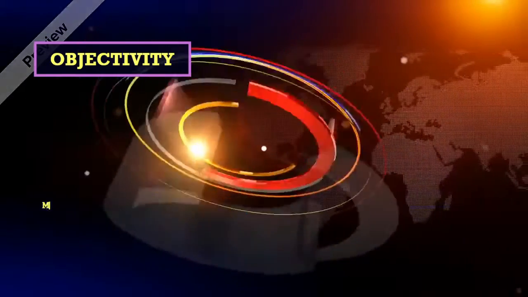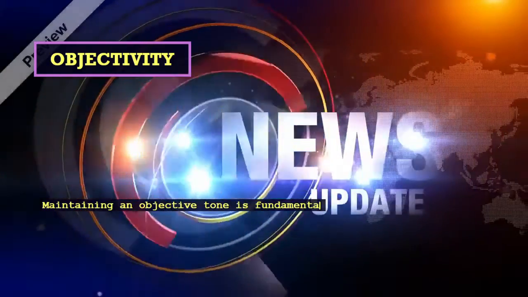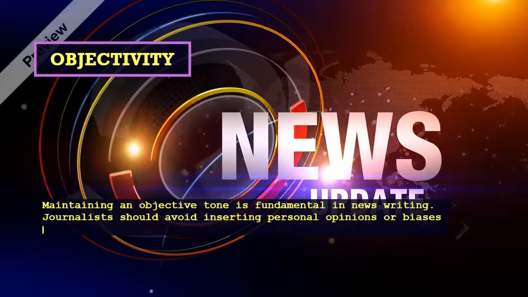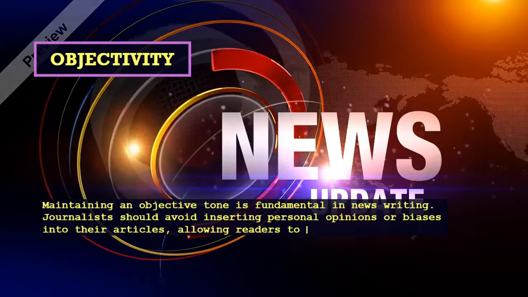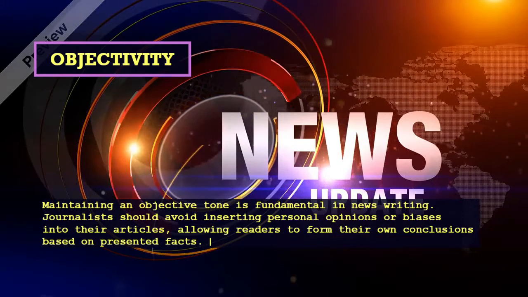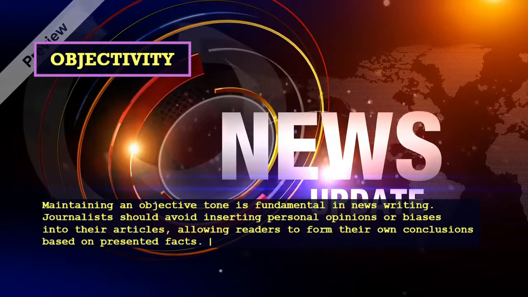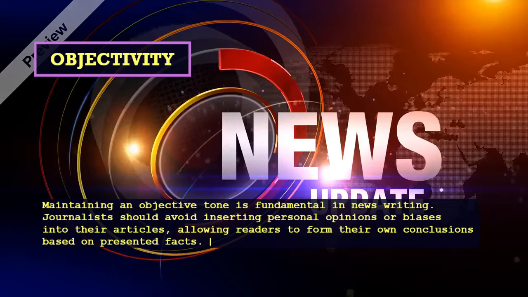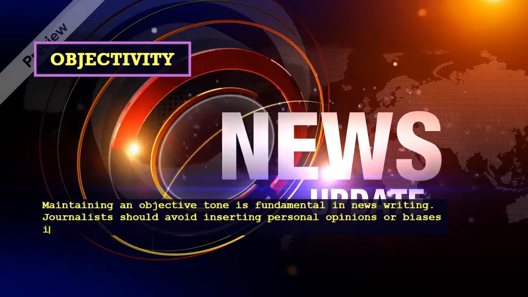7. Objectivity. Maintaining an objective tone is fundamental in news writing. Journalists should avoid inserting personal opinions or biases into their articles, allowing readers to form their own conclusions based on presented facts. This principle reinforces trust in journalism as a reliable source of information.